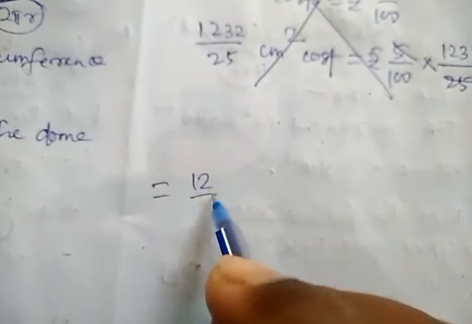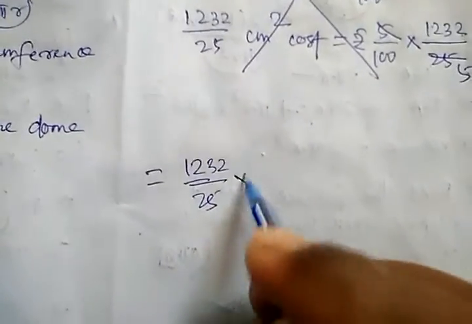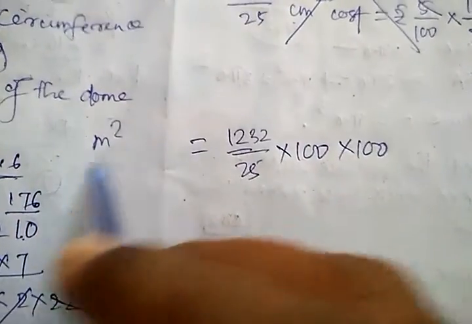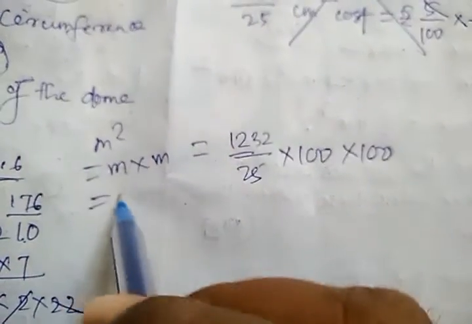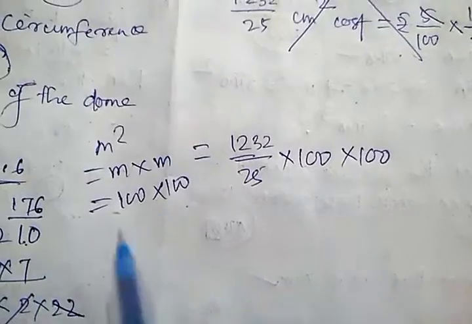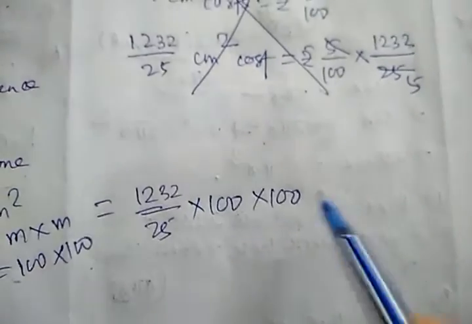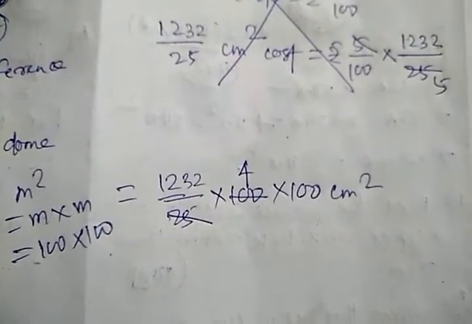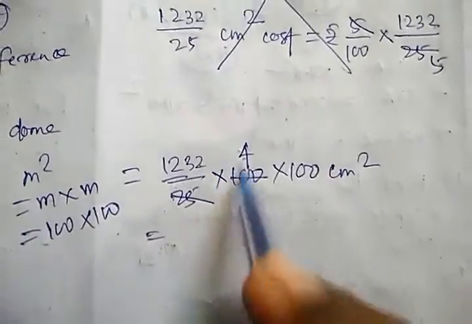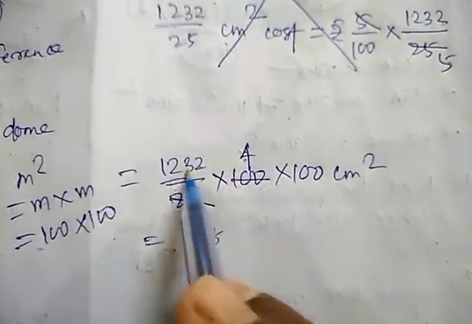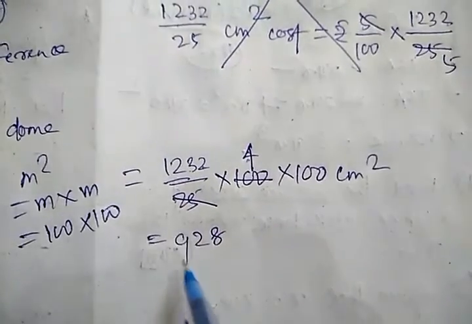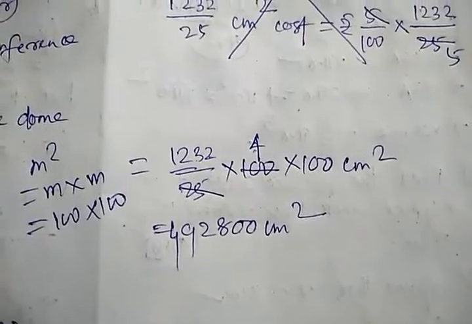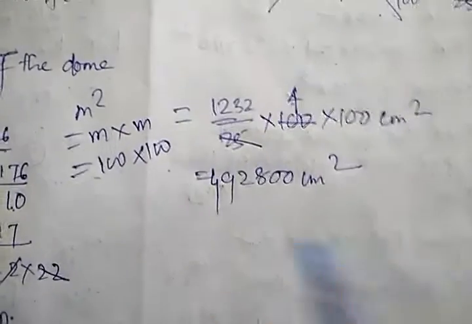So 1232 by 25 into 100 into 100, because meter square means meter into meter, and meter means 100 centimeter into 100 centimeter. So we have to multiply by 10000, that is centimeter square. So this 25 cancels 4. So what is the answer? 49280 0 centimeter square. Clear? So now this much centimeter square.